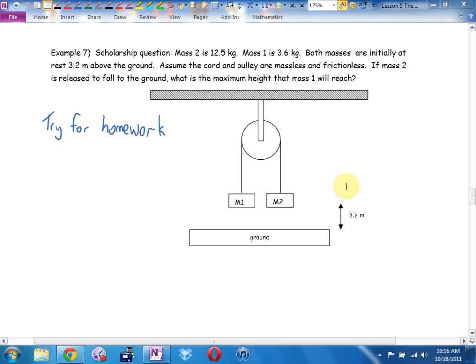So you found that on there? Here you go. The Atwood machine. Now, I said try this one for homework, and then I told you that I was going to do it last night. I totally forgot. Who thinks they have an answer, and if we all have the same answer, then we're probably right.